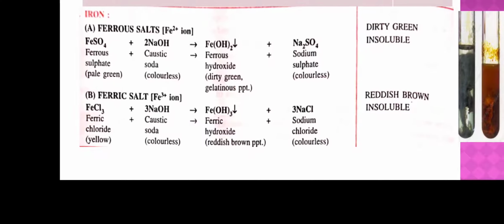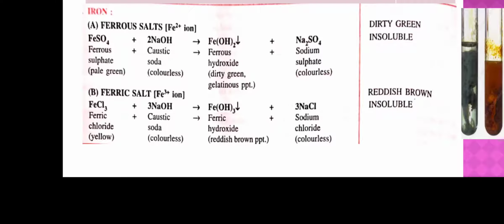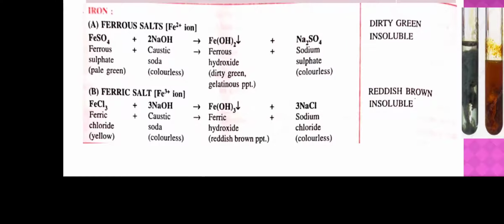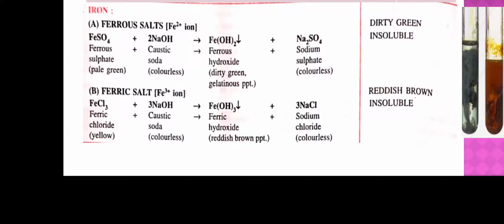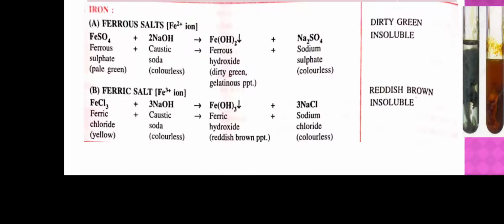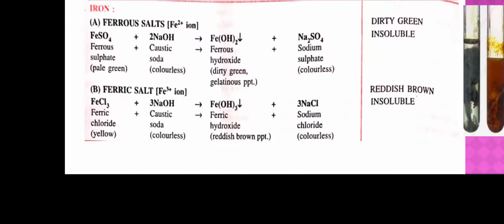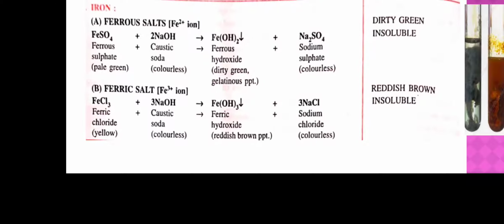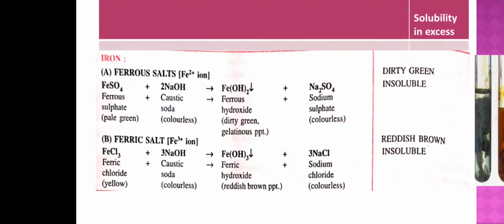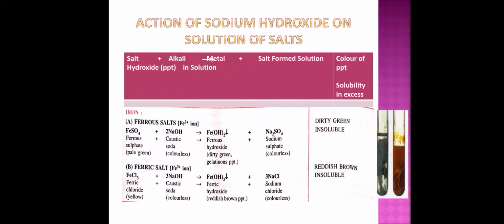Now what happens when ferric chloride or a ferric salt is treated with NaOH? When a ferric salt is treated with NaOH, we get ferric hydroxide. Ferric hydroxide is reddish brown in color. So we get a reddish brown precipitate. This precipitate also is insoluble in excess of NaOH. So for both the salts, ferrous and ferric, their precipitates are insoluble in excess of NaOH.